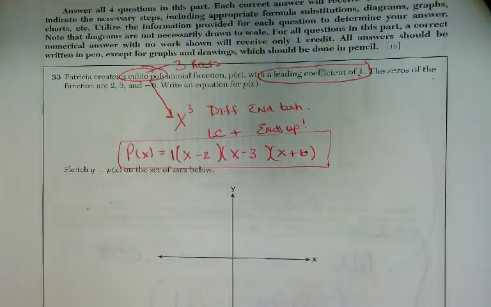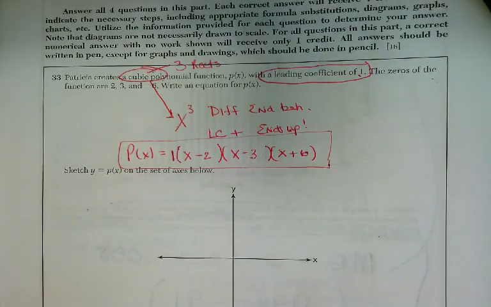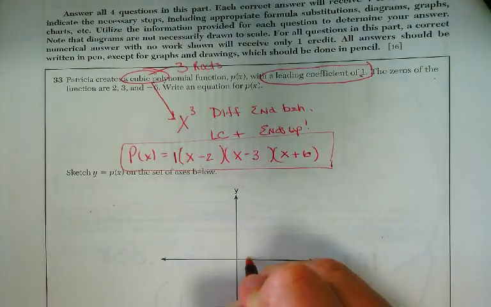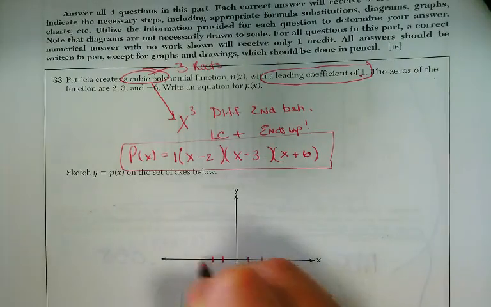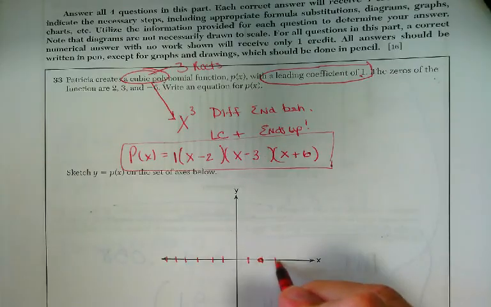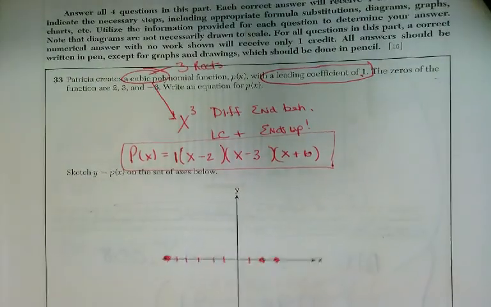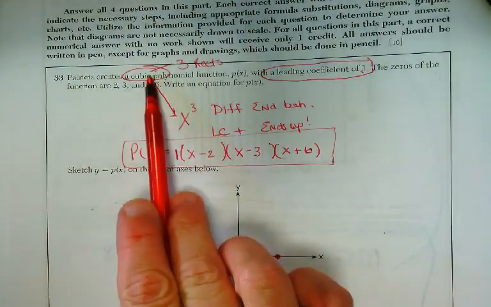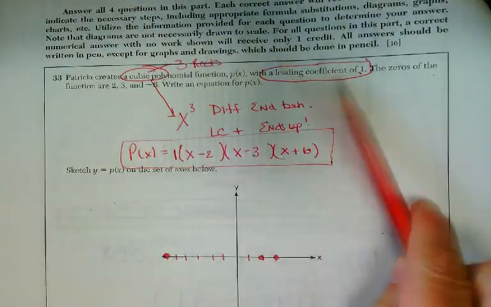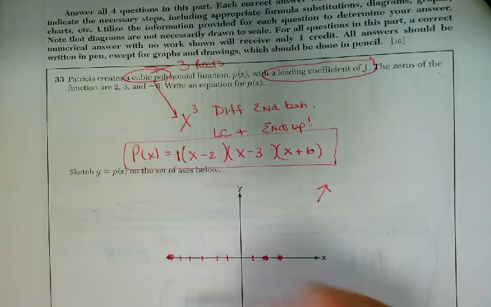All right, so now it says go ahead and graph that. So get your zeros plotted. Got my 2, 3, and negative 6. And again, we said the degree is odd, so they have to end opposite. So it's going to go in these directions or these directions. And the leading coefficient is positive, so it's going to end up, which means it's got to start down. And all you're doing is connecting the points.